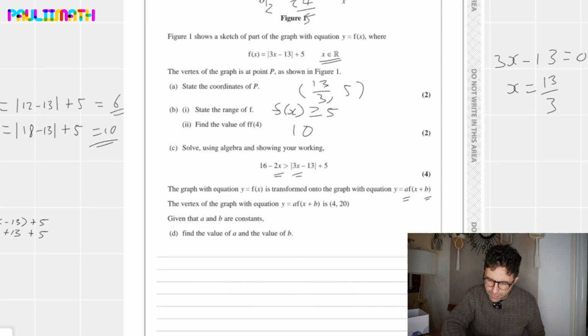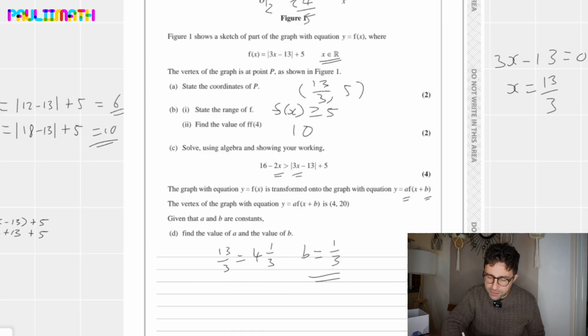What is 13 over 3? That's about, oh yeah, it's 4 1/3, isn't it? 13 over 3 is 4 1/3. Sounds all right. So if it's moving from that to 4, b must be 1/3. That would shift it to the left by 1/3.